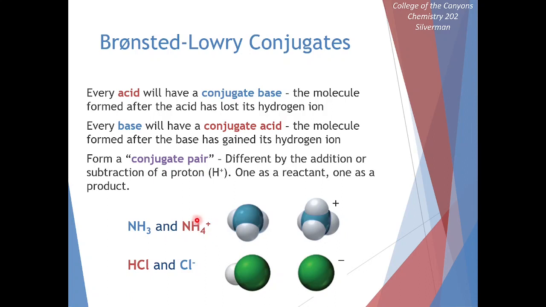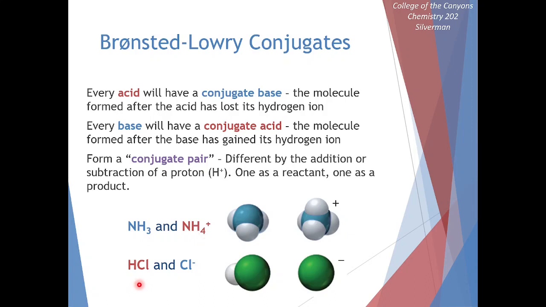So for example, ammonia, this was our base. After it acts as the base and accepts a proton, it turns into NH4+. NH4+ is known as ammonium. This is our conjugate acid. These two form a pair, and notice here, they're only different by the addition or subtraction of an H+ ion. So in the chemical formula, we've gained a hydrogen, we've increased our charge by 1.